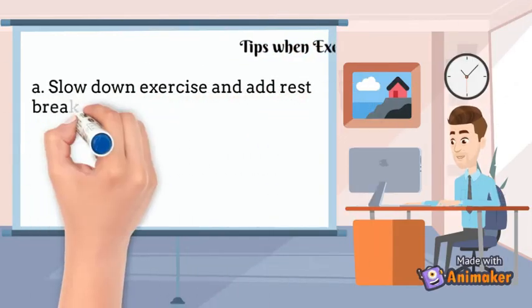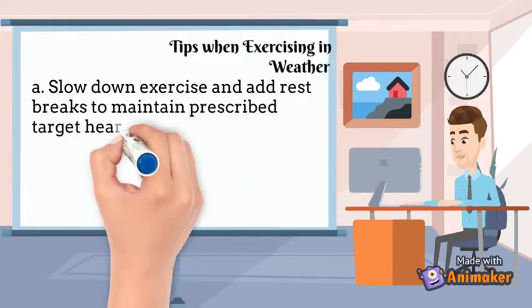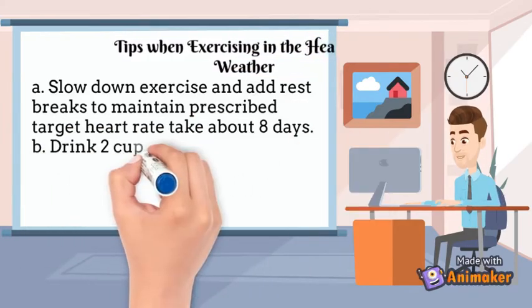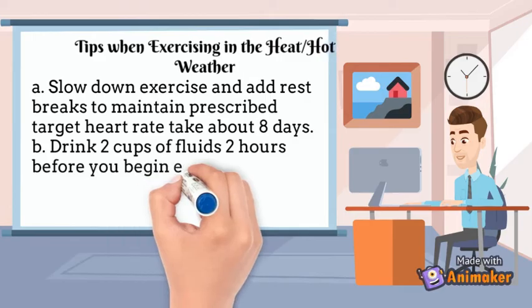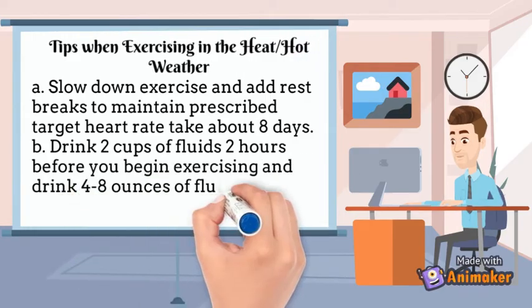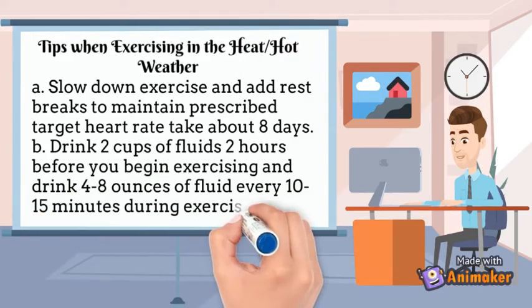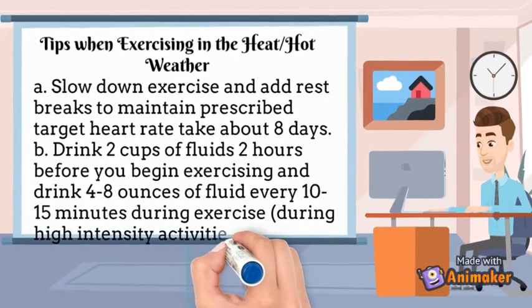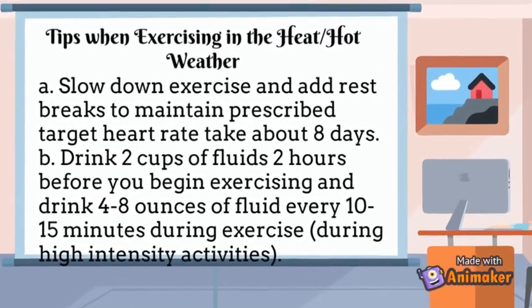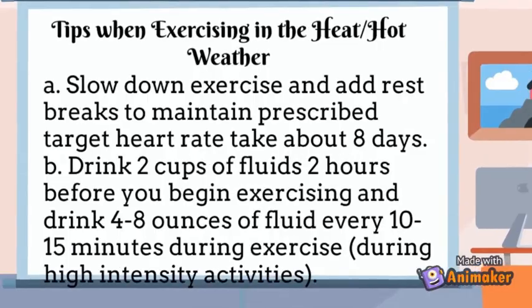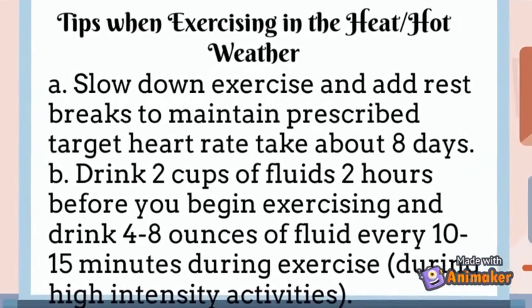A. Slow down exercise and add rest breaks to maintain prescribed target heart rate. As you become acclimatized, you can gradually increase intensity and duration. B. Drink 2 cups of fluids 2 hours before you begin exercising, and drink 4 to 8 ounces of fluid every 10 to 15 minutes during exercise, more frequently during high-intensity activities.